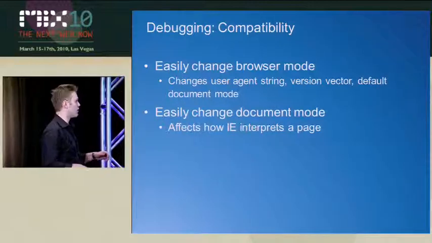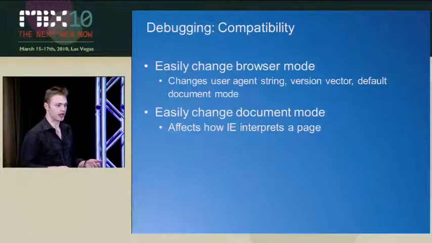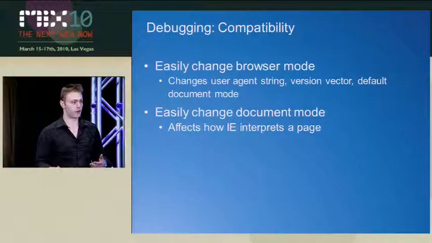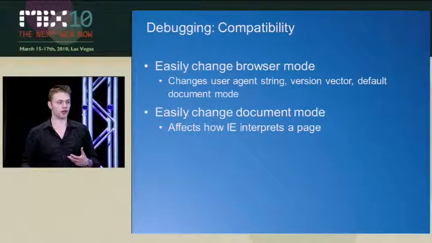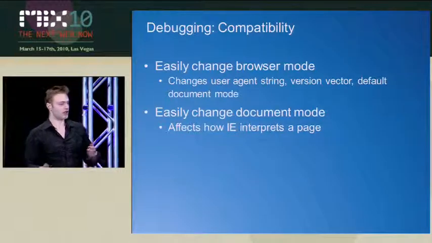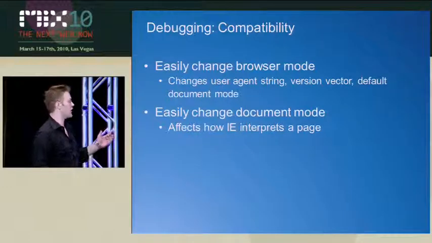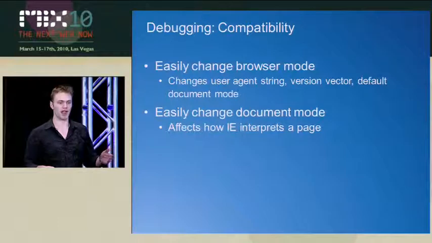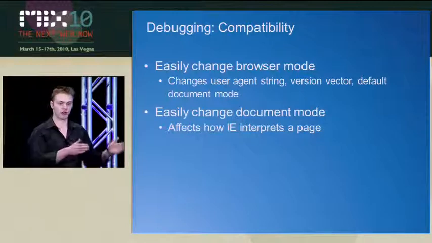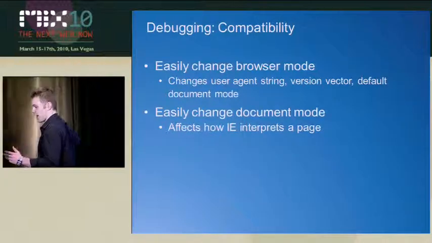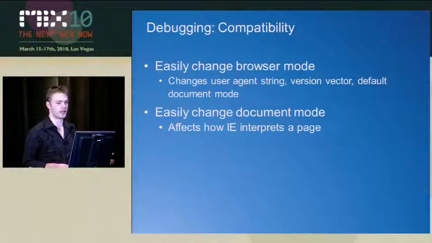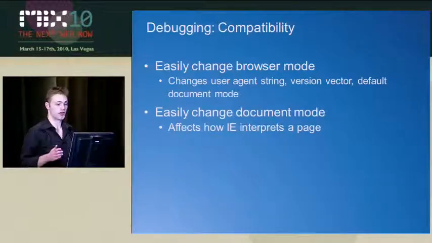Browser mode is something that controls the user agent string, the version vector if you're doing conditional comments, and the default document mode for the page. And then we also have a notion of document mode, which is, if you have an API that behaved differently in the old days versus the new days, document mode controls how exactly it's going to behave, right? It says we want IE's object model to behave like IE8, IE7, quirks, way back, whatever it is. And that's how we allow developers to make sure that they code against one version of IE and that, hopefully, it works against that version of IE.